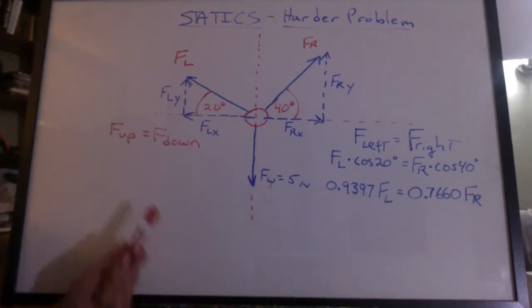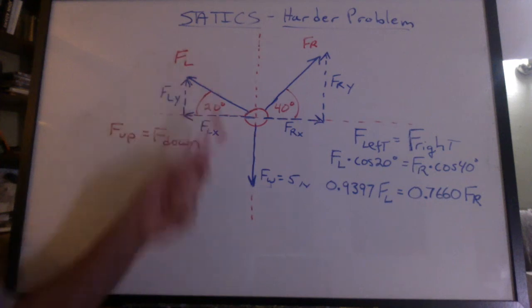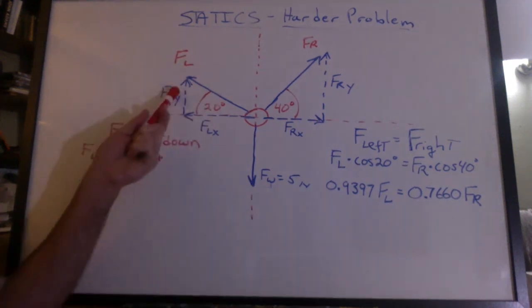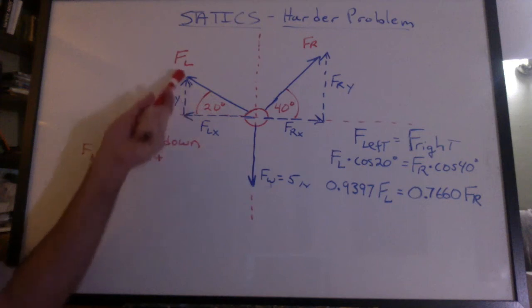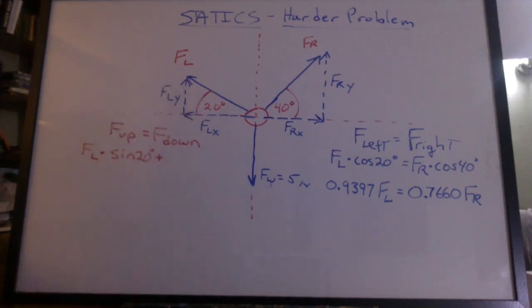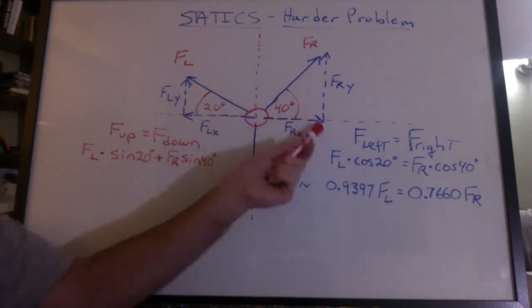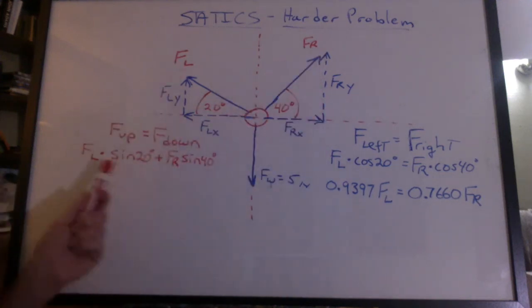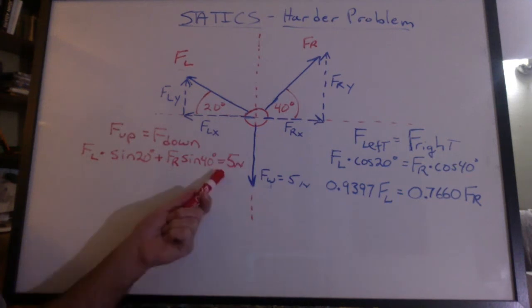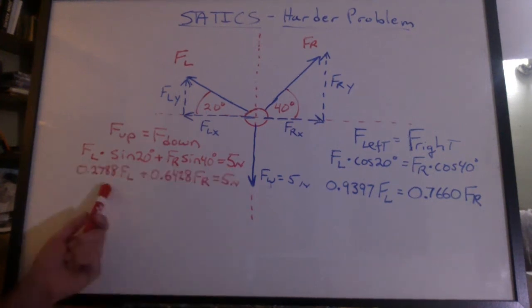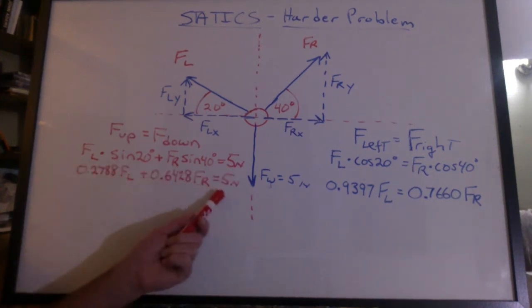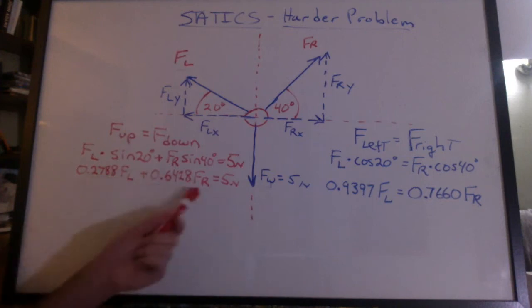Well, let's look at the Y components. The forces going up have to equal the forces going down. The Y component for this vector would be FL times sine of 20. This Y component is FR times sine of 40. It's going in the same direction, up, so we add them. And the 5 newtons is going down, so we put that on this side. The forces up equal the forces down. Again, with the calculator, we set up this equation. Another equation with two unknowns.